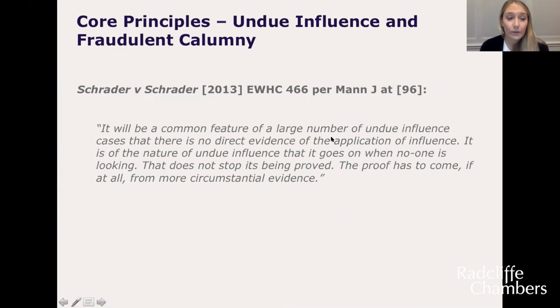The next case that I think is quite important to remember when we look at core principles of undue influence is Schrader and Schrader, which came a little later. And in that, Mr. Justice Mann made this point. He said that it's a common feature of a large number of undue influence cases that there will be no direct evidence of the application of the influence. It is of the nature of undue influence that it goes on when no one's looking. So it usually happens behind closed doors. That does not stop it being proved. The proof has to come, if at all, from more circumstantial evidence.